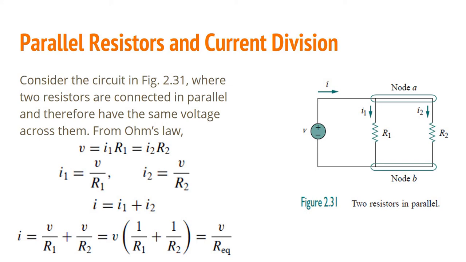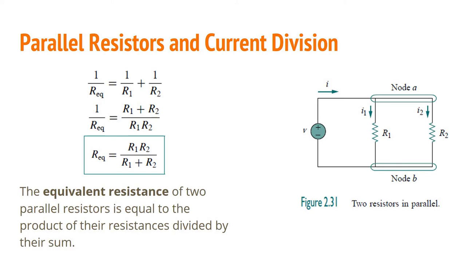Kung naka-series, i-total lang directly kung pila ang resistances. But if naka-parallel ang resistors, the equation would be 1 over R equivalent is equal to 1 over R1 plus 1 over R2. So, different ang formula sa series resistors o sa parallel resistors. So, mao ni ang equation in getting the equivalent resistance if naka-parallel connection ang mga resistors. R equivalent equal to R1 times R2 divided by R1 plus R2. The equivalent resistance of two parallel resistors is equal to the product of their resistances divided by their sum.